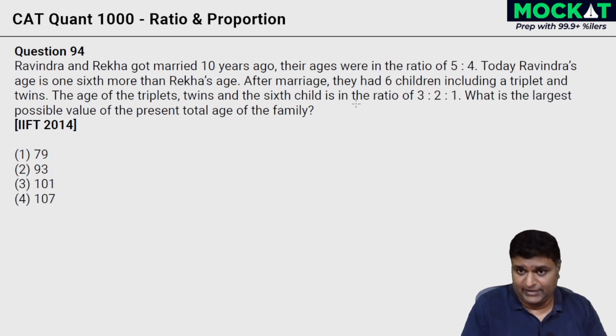Ravindra and Rekha got married 10 years ago. Their ages were in the ratio of 5:4. Fine. Today Ravindra's age is 1/6 more than that of Rekha. Okay, so Ravi and Rekha.